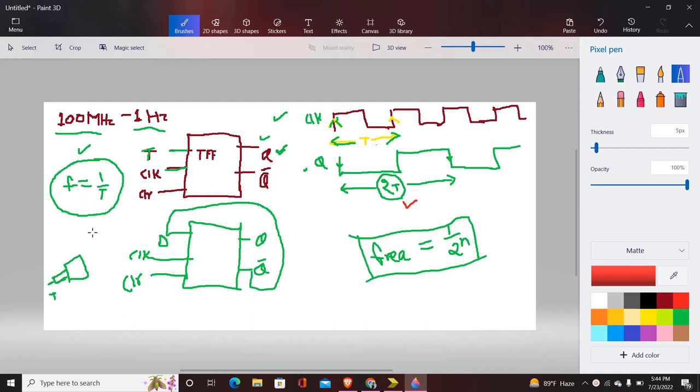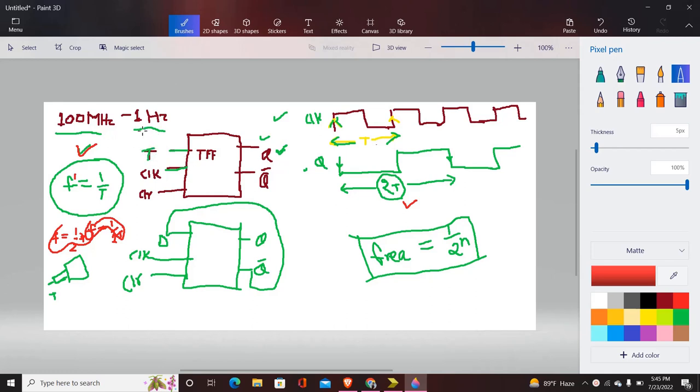Now I will clarify this term, 1 upon 2t. Let's suppose this is f dash. So f dash is equal to 1 upon 2t, which is f by 2. Now you can see that here the frequency is divided by 2. So by using this concept, we divide the 100 MHz frequency with the help of a T flip-flop.